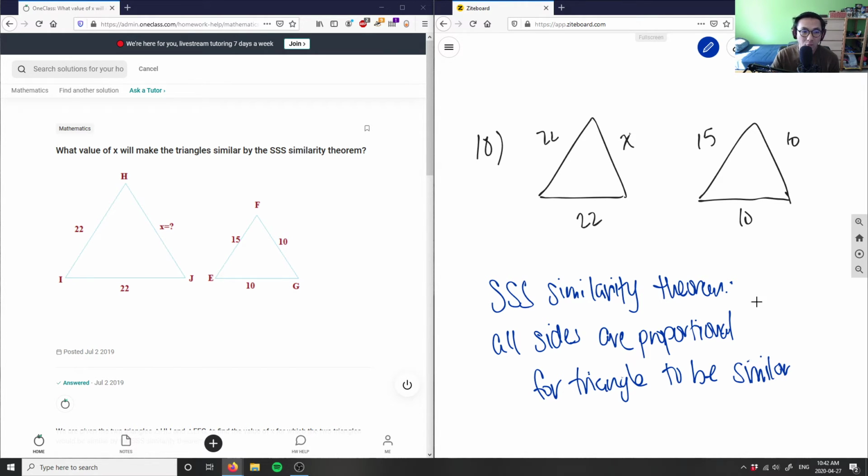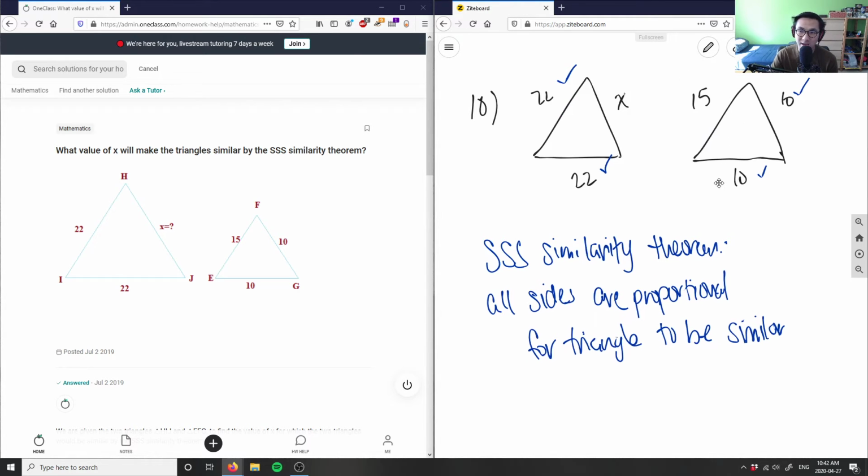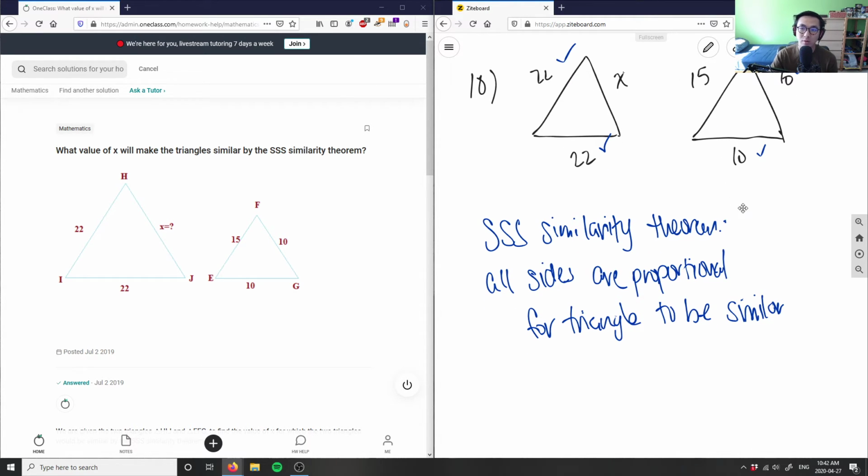So what we can do with this one here is that we have 22 and 22 and 10 and 10 here. So we can assume that that is going to be my ratio here, right? I have 22 and 22, and then I have 10 and 10. So these two sides are good already. So the base of the triangle is good. One of the sides is good here. So I can say this ratio is correct. It's 10 to 22 here will be the ratio, right?